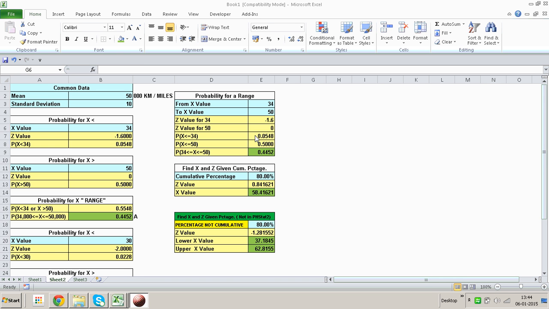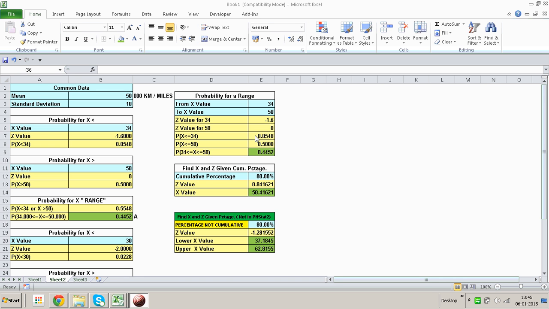Now, the first question that you might want to look at is what would be the proportion of the trucks which would travel between say, let's take two random figures, let's take 34,000 kilometers or miles and 50,000 kilometers or miles. Now 50,000 kilometers or miles, now we have to note, is the mean that we are suggesting for our X scale. Now the normal distribution gets standardized by the X scale getting converted into the Z scale.